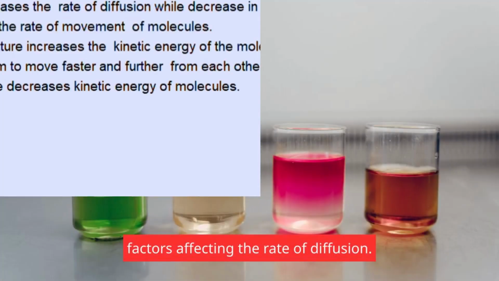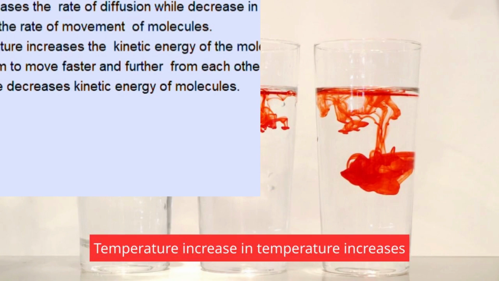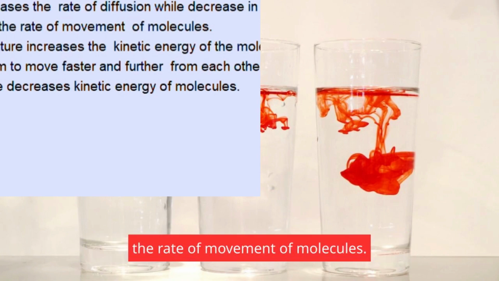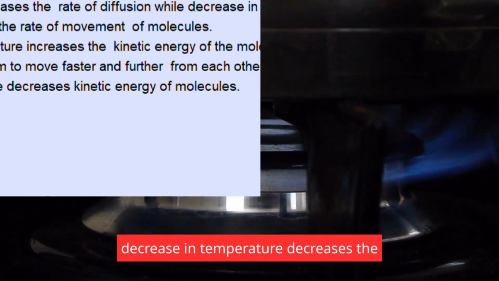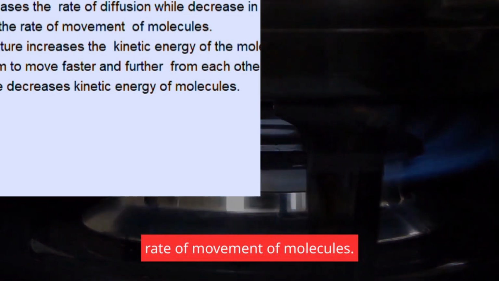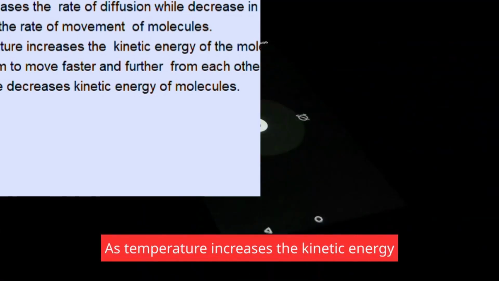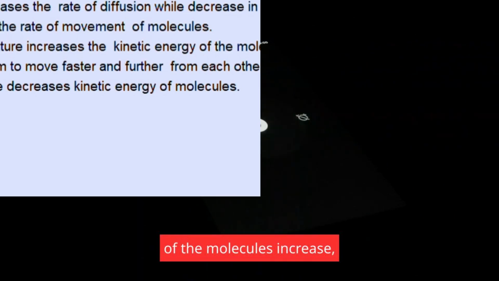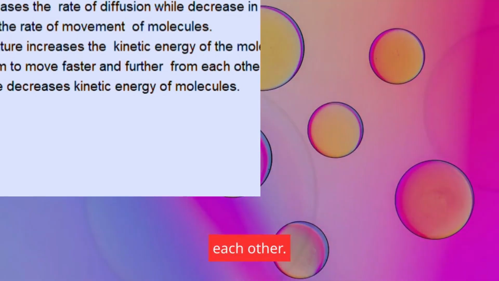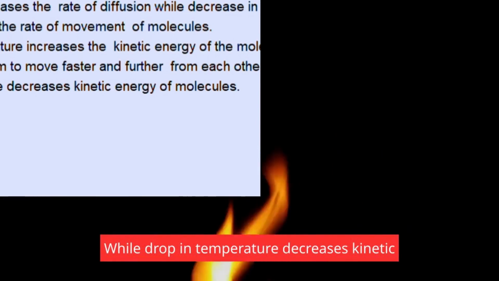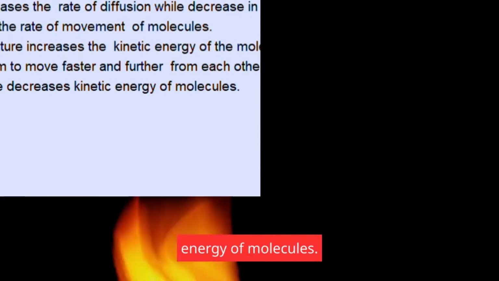Factors affecting the rate of diffusion. Temperature. Increase in temperature increases the rate of movement of molecules, hence increases the rate of diffusion, while decrease in temperature decreases the rate of movement of molecules. As temperature increases, the kinetic energy of the molecules increases, making them move faster and farther from each other, while drop in temperature decreases kinetic energy of molecules.